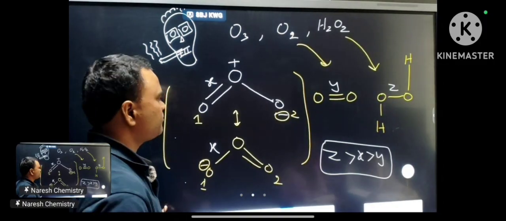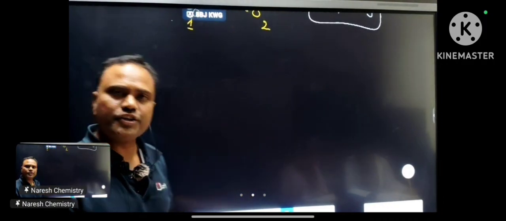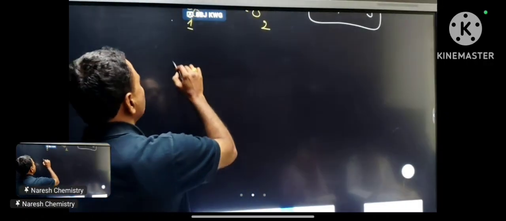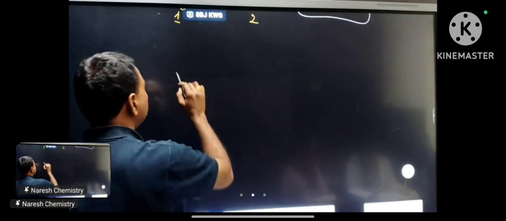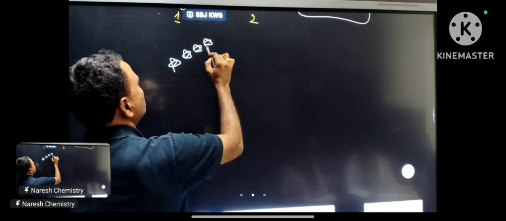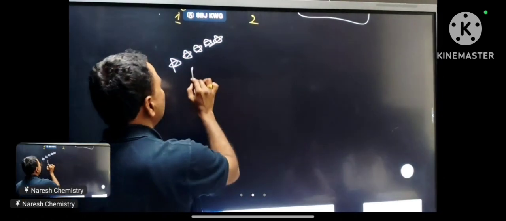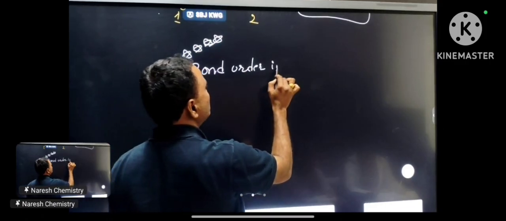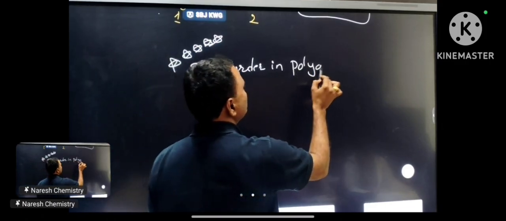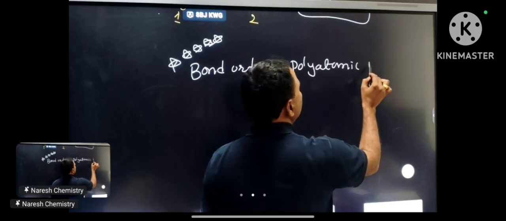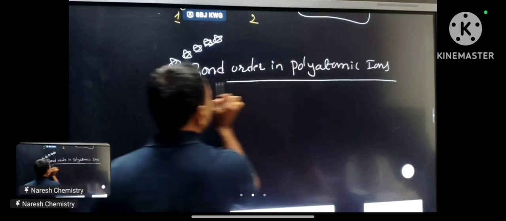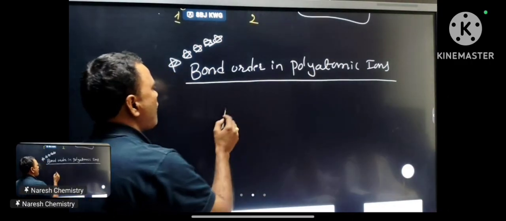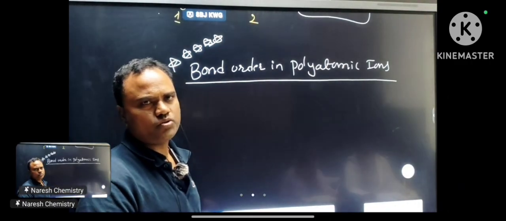Right. You know how to write resonating structures? Yes or no? Everyone knows about how to write resonating structures. 5 star. Bond order. Bond order in polyatomic ions. Let us take CO3 minus 2 example only.